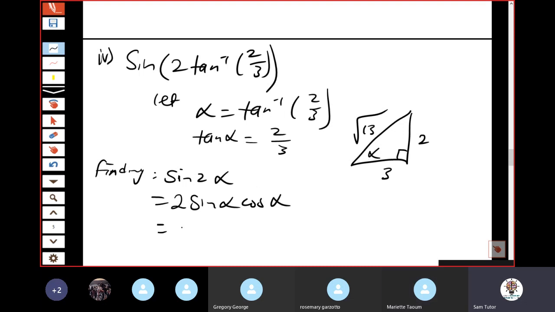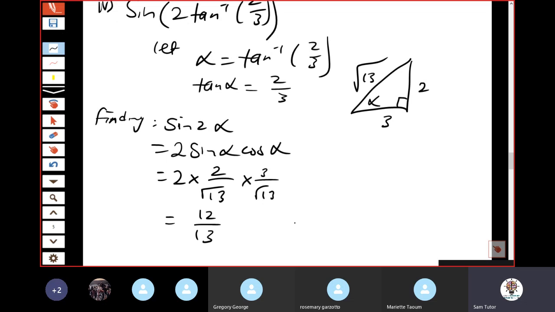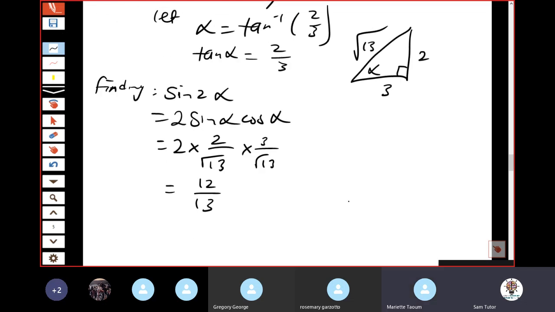So your answer is 2 times sine, opposite over hypotenuse, times cosine, adjacent over hypotenuse. Again, plugging this into your calculator would have worked nicely only because the square roots and stuff all cancel out. But it won't work all the time. There we go. That's what we want, and that's how you'll get your full marks. Okay. Good job.